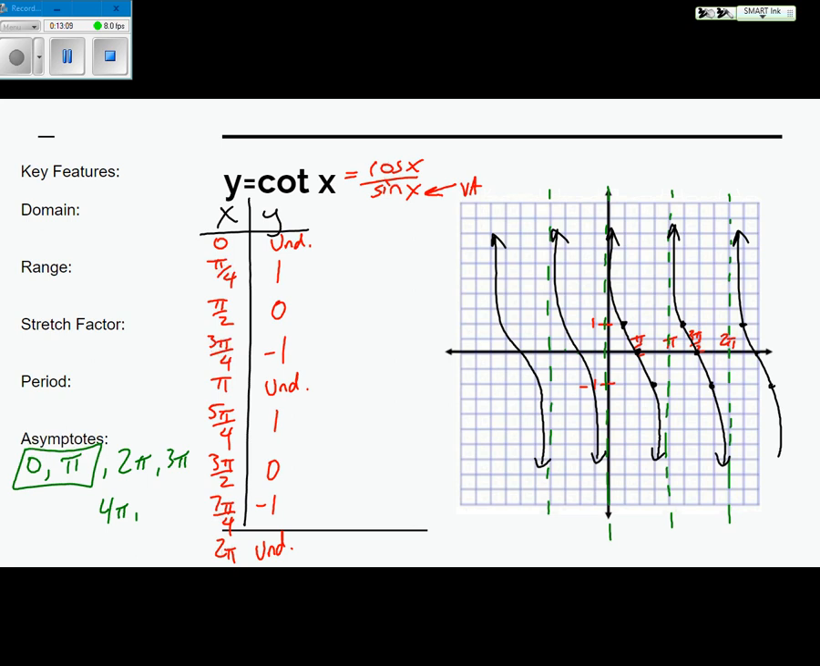Period's still going to be pi. The period's going to just be the width of one snake on this graph. And then that's cotangent. But you can see the difference with this. My cotangent graphs, they're going down to the right, going up to the left. And then you see that I'm not using negative pi over 2, but I'm using 0 and pi.